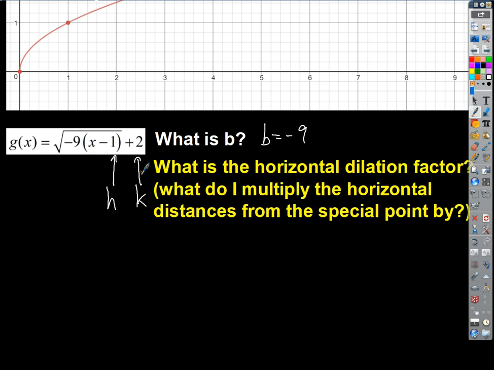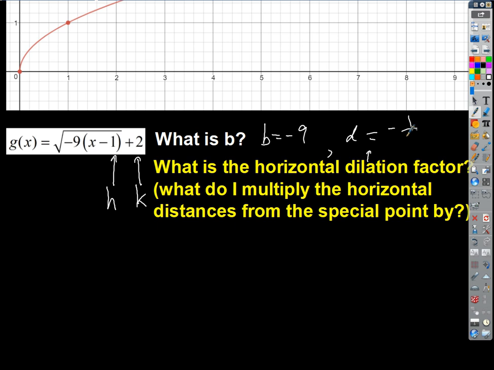Okay, so then this problem looks a lot harder because there's more stuff in there, but it's not. It's the same problem, only instead of starting from the origin, we're starting from the point 1, 2 with our parent graph that we're going to dilate, right? That's it. It's the only difference. Okay, so then if B is negative 9, what are we going to multiply by? What's our dilation factor? What's that going to be? Not 1/9. Derek, what's it going to be? Yeah, negative 1/9. Good. There you go.